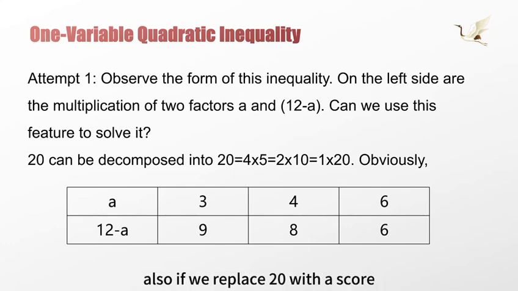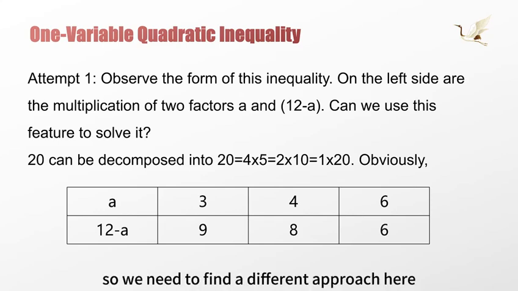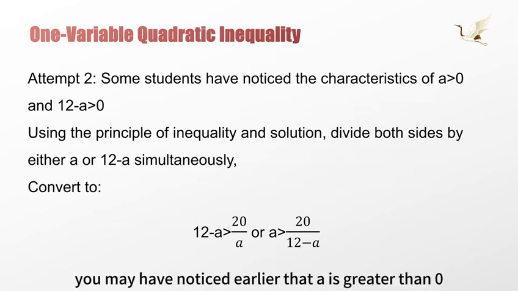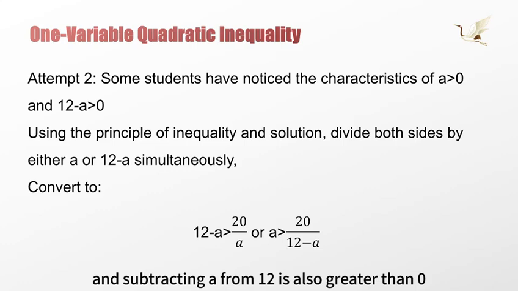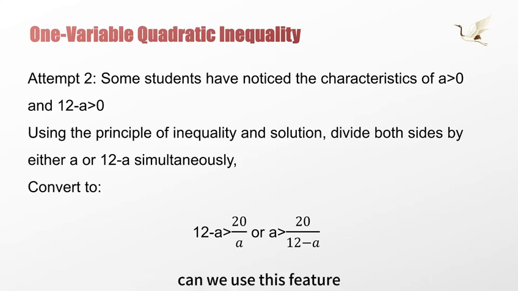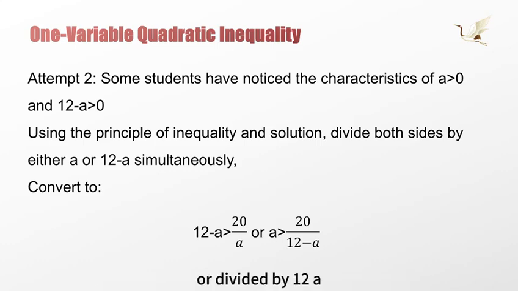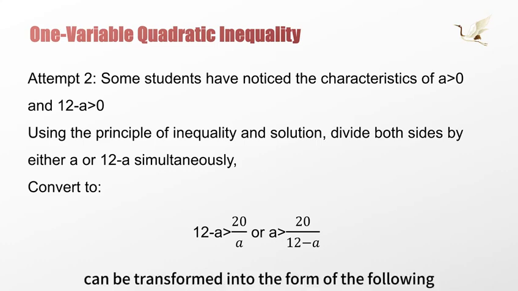Also, if we replace 20 with a different number, will this method not be very effective? So we need to find a different approach here. Let's take a look again. You may have noticed earlier that a is greater than 0, and 12 minus a is also greater than 0. Can we use this feature? Using the same solution principle, according to the principle of same solution of inequality, both sides can be divided by a, or divided by 12 minus a at the same time. The inequality can be transformed into the following form.